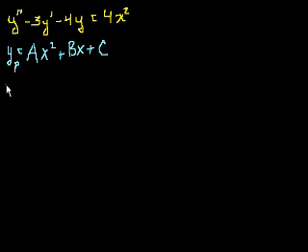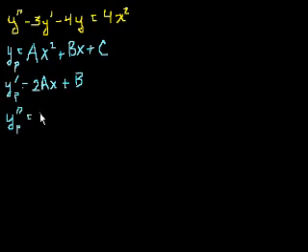Well, what would be its derivatives? The first derivative would be 2ax plus b. The second derivative would be 2a. And now we could substitute back into the original equation.